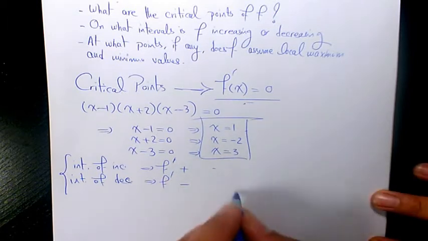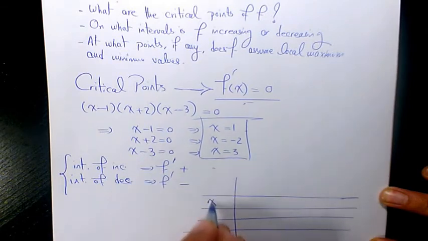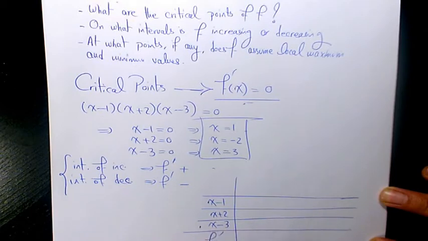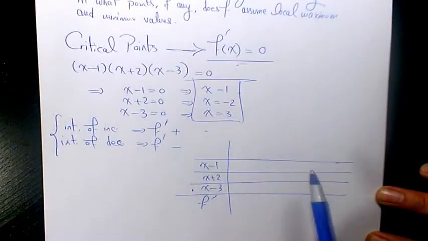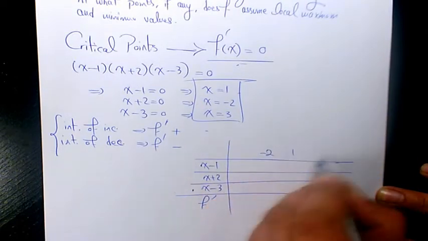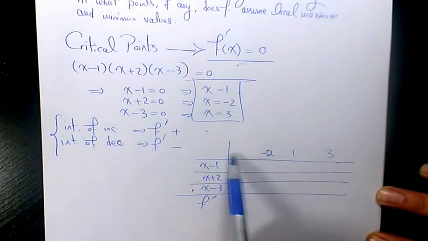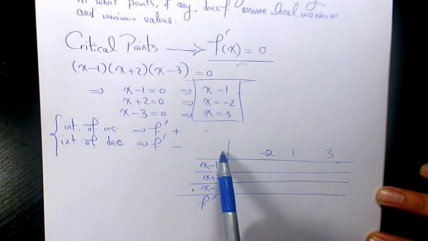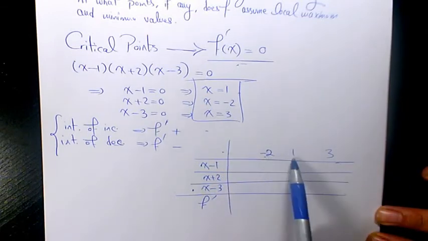So how do we figure this out? We're going to have a table of values: x minus 1, x plus 2, x minus 3, and f prime x, which is the multiplication of all these three. The roots are negative 2, 1, and 3. We need to start from the smallest one to the largest one, because the whole interval is going to be negative infinity all the way to positive infinity. So we have negative 2, 1, and 3.